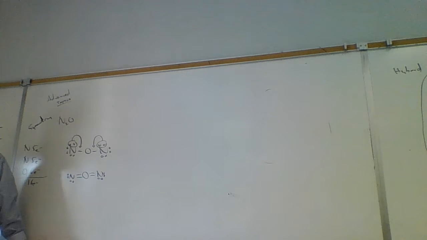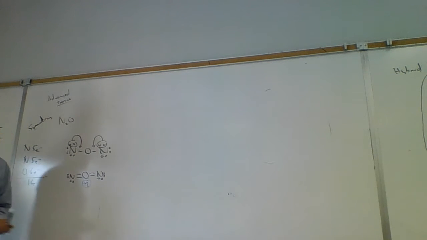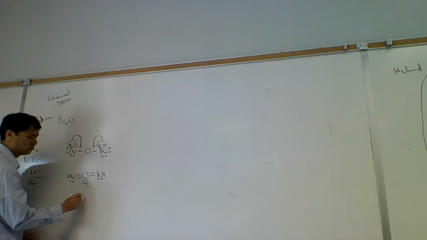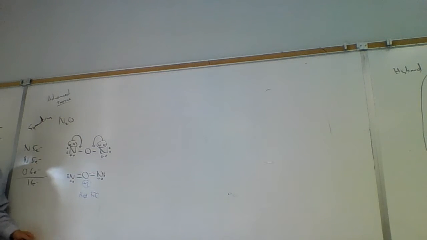It's going to be +2. This is a +2 oxygen. Wow, oxygen losing 2 electrons. That's weird because oxygen likes to gain 2, right? Not lose 2. And so what we call this is a high formal charge. This is a high formal charge. High formal charge is unstable, like a +2.